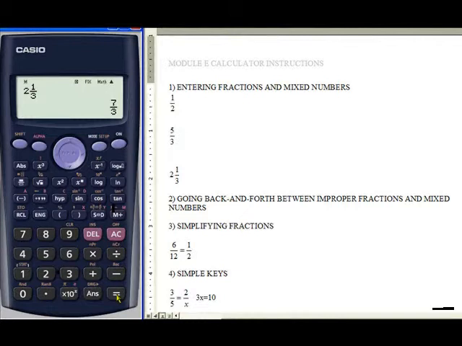And now if I want to go to the decimal version of it, you go shift equal. Sometimes that might be an approximate button or something like that. Okay? So I just showed you how to go back and forth between improper fractions and mixed numbers. If you also want to deal with simplifying fractions like 6/12, you enter your fraction. All you have to do is push equal, and it will simplify it.